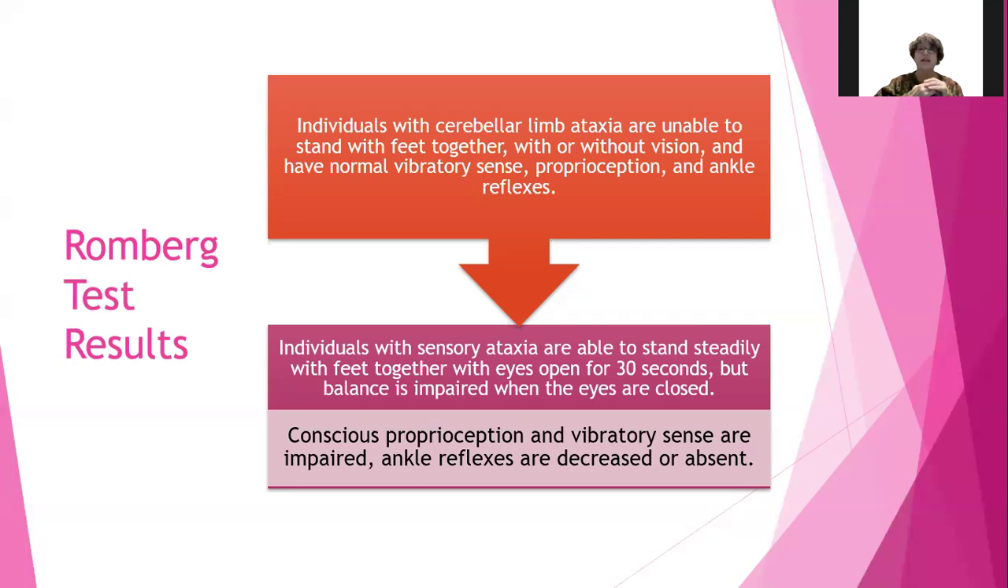People with sensory ataxia can usually stand steadily with their feet together with their eyes open for 30 seconds, but then their balance is impaired when their eyes are closed. And conscious proprioception and vibratory sense are impaired, and ankle reflexes are decreased or absent. So that tells you that it's sensory. You fail the sensory tests, and you fail the eyes closed part. With cerebellar ataxia, even with vision, you can't balance, even though you have normal sensory testing.